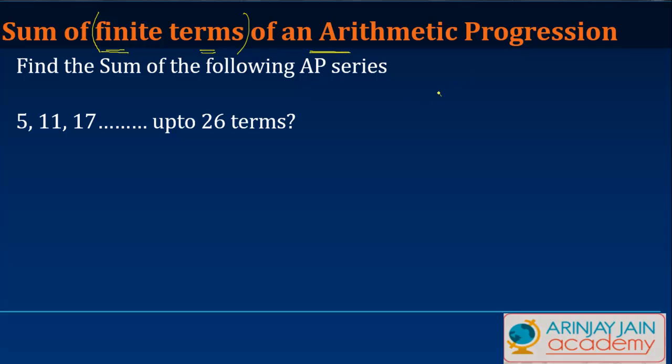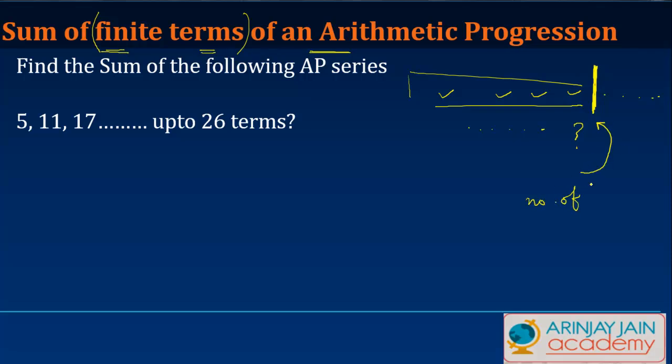It may just happen that you are told that, okay, there's an arithmetic progression. It goes on, okay, and on and on and on. And you need to find out the sum of a particular number of terms, okay? Now, if I have to find out the sum of these terms, how much would that be? In these cases, the interesting thing to note here is that the number of terms are given, right? So your value of n is given.